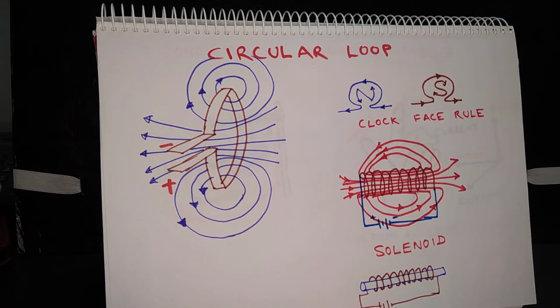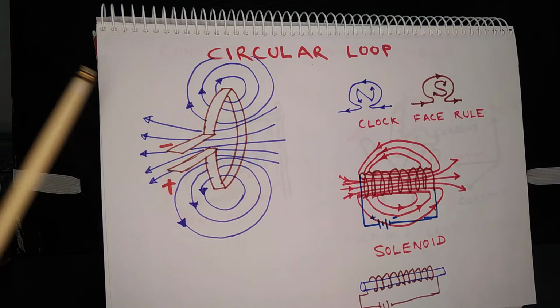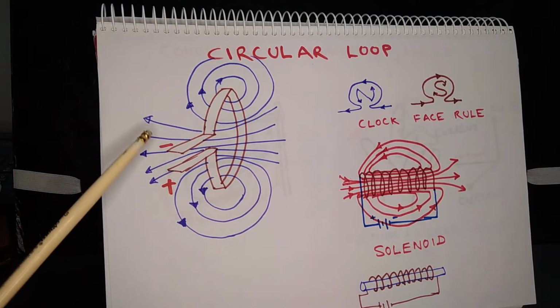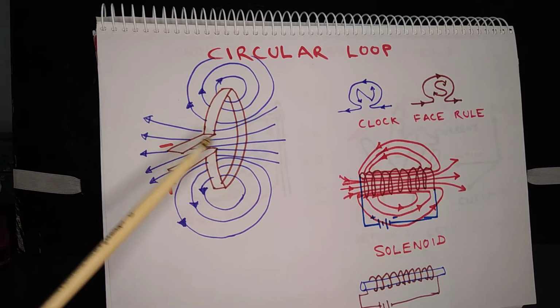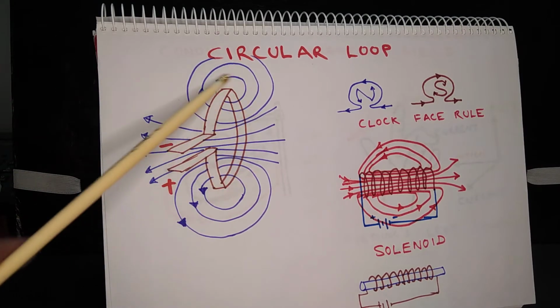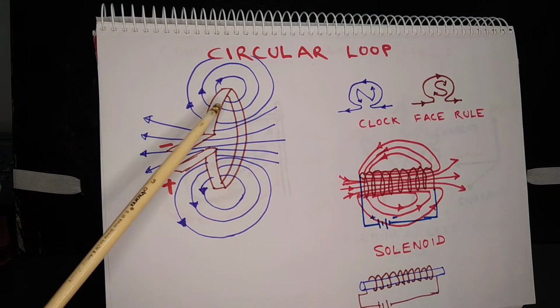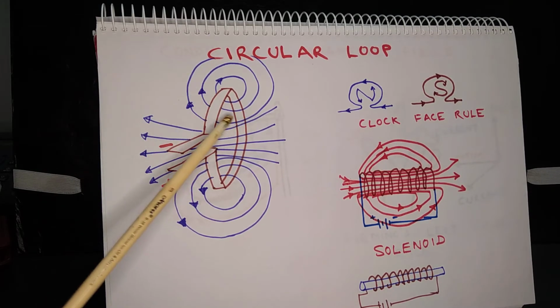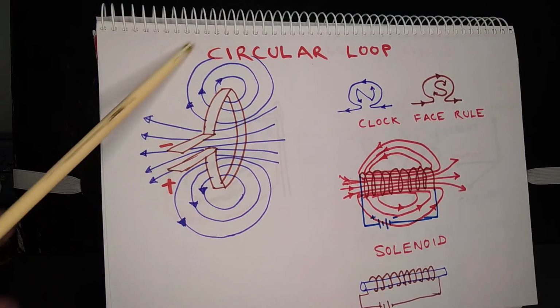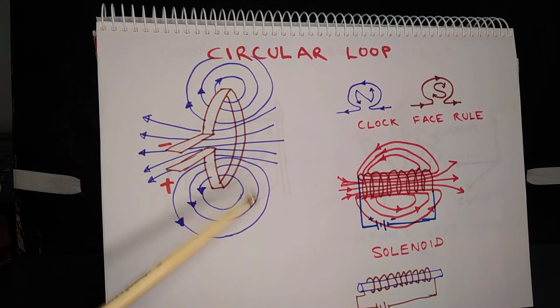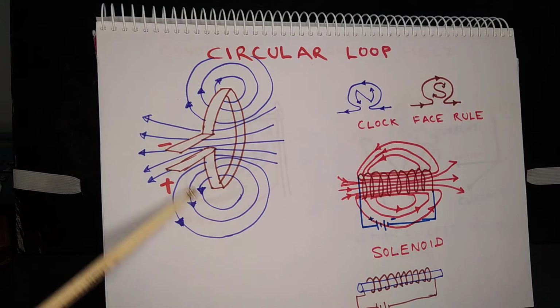This will also follow the same rule, that is the right hand rule or corkscrew rule. So this is the positive terminal and this is the negative terminal. So the direction of current is in this direction. Okay. So what happens at the top of the loop, the direction of magnetic field will be clockwise, and at the bottom it will be anti-clockwise.